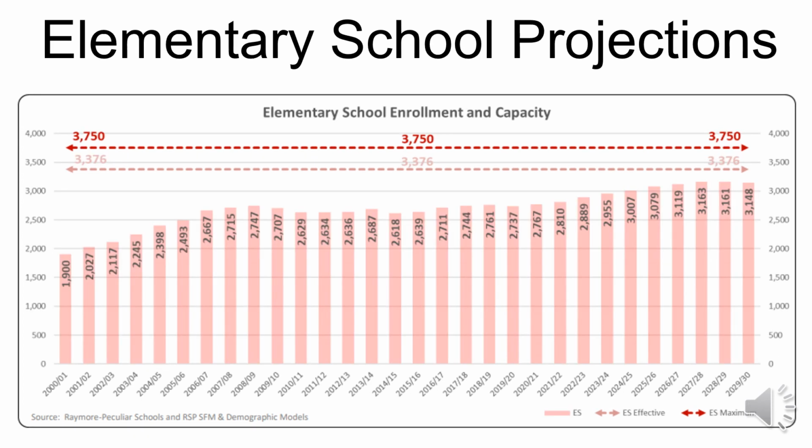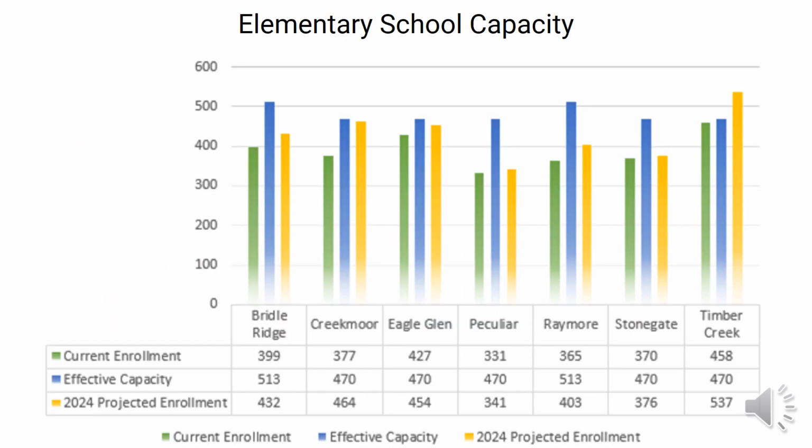At the elementary level, our projections would indicate that we have enough collective space across all 7 elementary schools for the next decade. However, when we look at it by individual schools, it's a little more challenging. This chart shows in the green bars what the current enrollment for each school is at the elementary level. The blue bar is the effective capacity, and the gold bar is the enrollment projection for 5 years from now, which is halfway through this 10-year planning process.